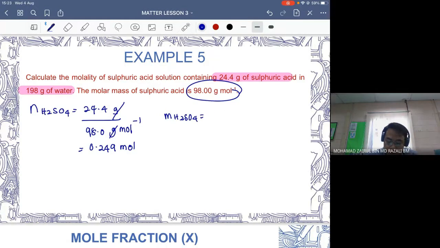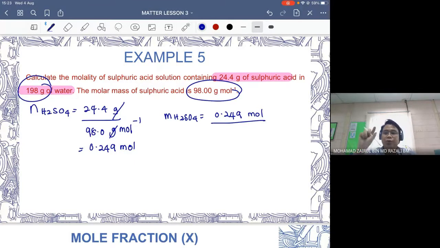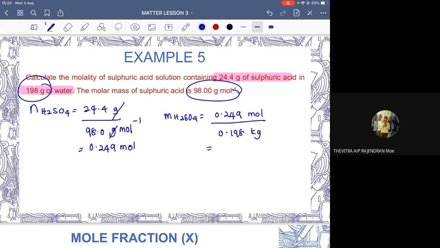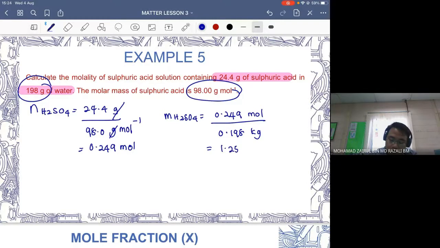So molality equal to mole of solute over mass of solvent. So the mass of solvent must be in kilogram. So from gram to kilogram, you need to divide it by 1000. So 0.198 kilogram. So berapa dapat molality? 1.258. And the unit can be the mole per kilogram or small m or molal.